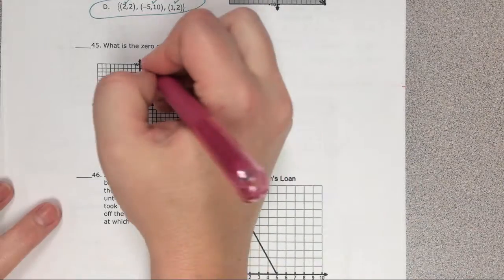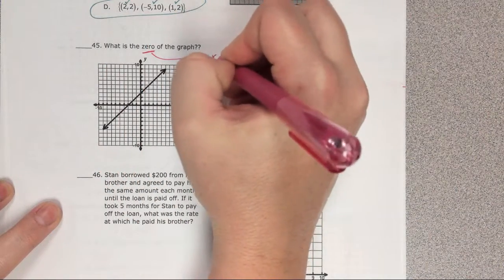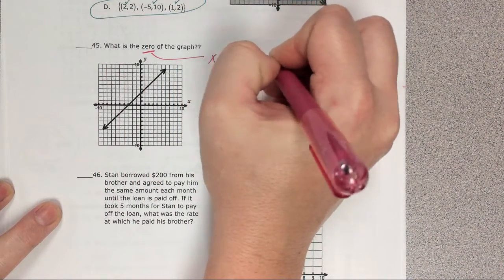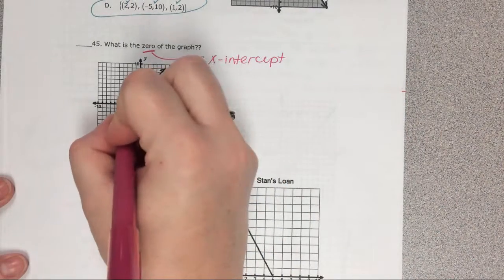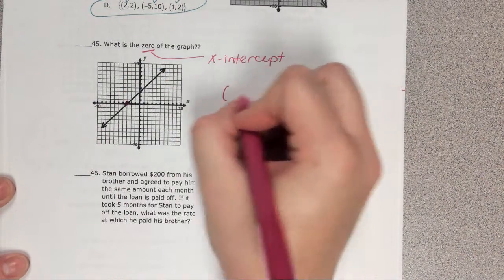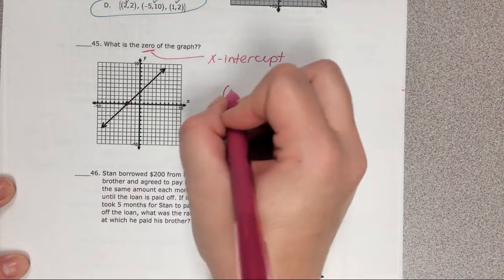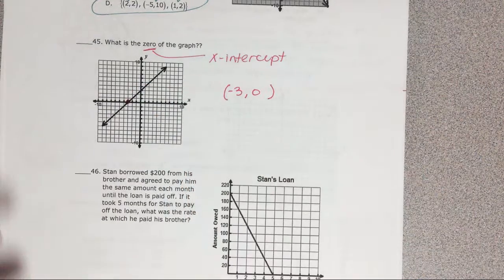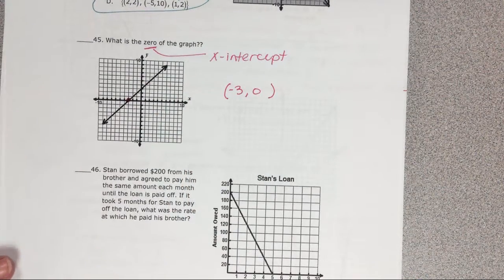45, guys, here we go again with that vocab. What does zero mean? My x-intercept. Where is it? Right here. Again, ordered pair format: 1, 2, 3, so (-3, 0). That's it.